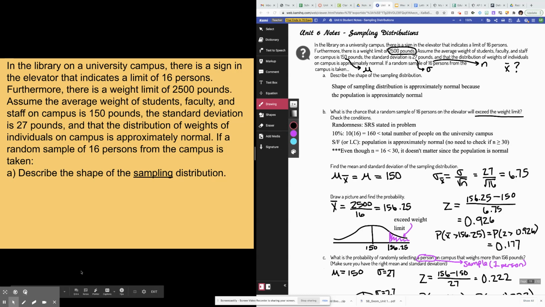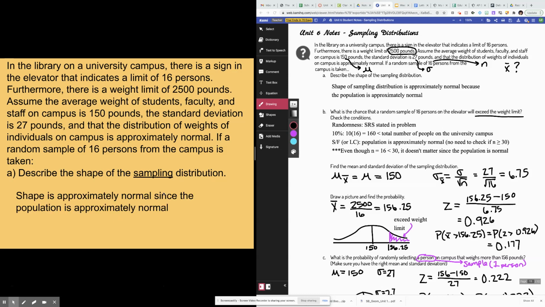All right, folks, so go ahead and check your answers against mine. So for part A, this just says describe the shape of the sampling distribution. Well, the population is normal, so the sampling distribution will be approximately normal. That's it. That's all you had to say for that one.